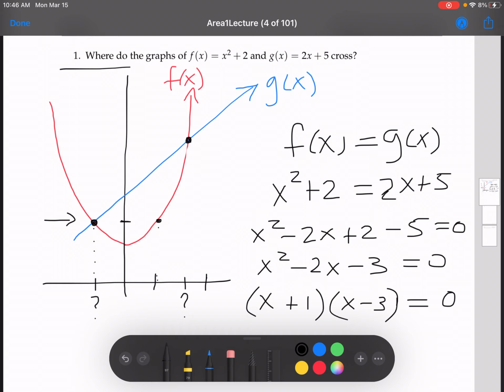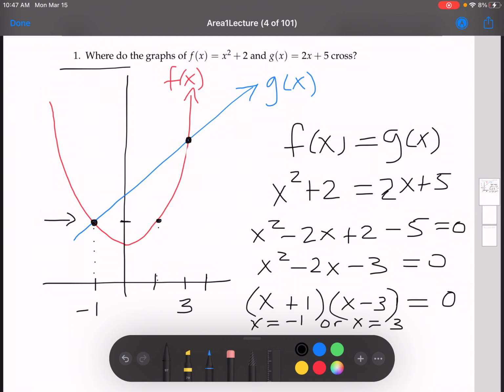And so x plus 1 equals 0 when x equals negative 1, or x minus 3 equals 0 when x equals 3. And so now we know that these spots where they cross are negative 1 and 3.